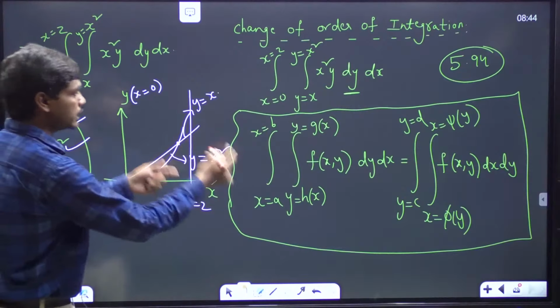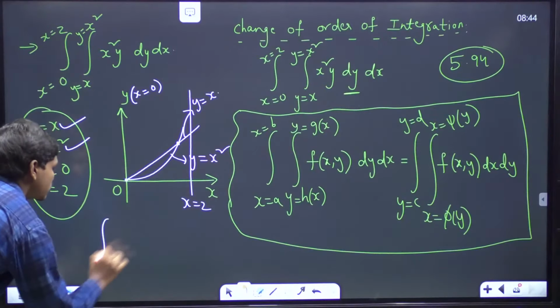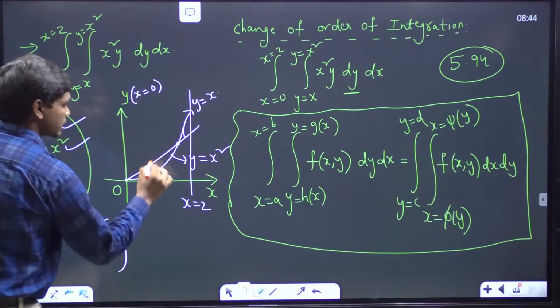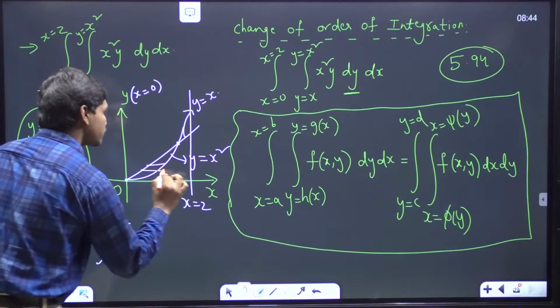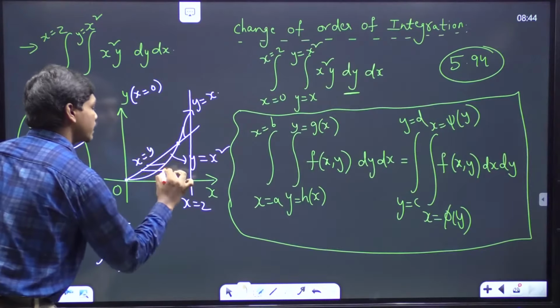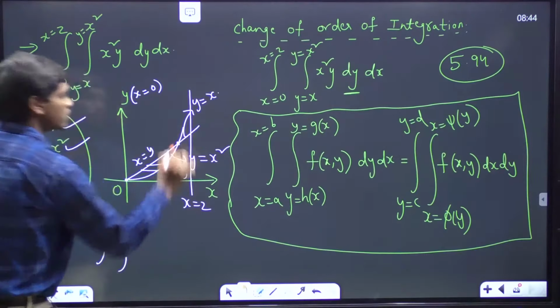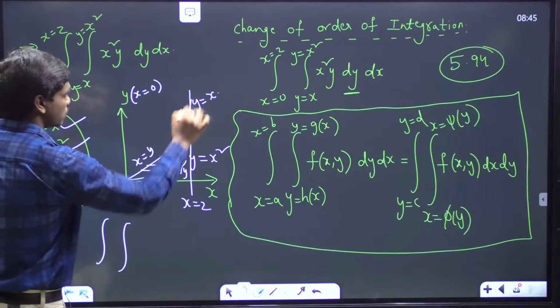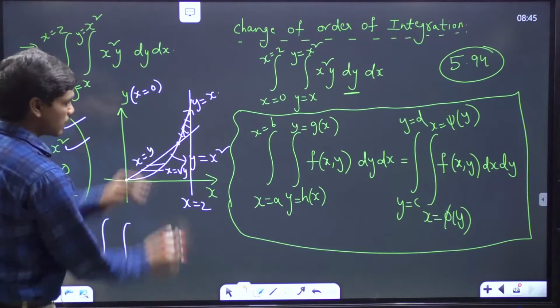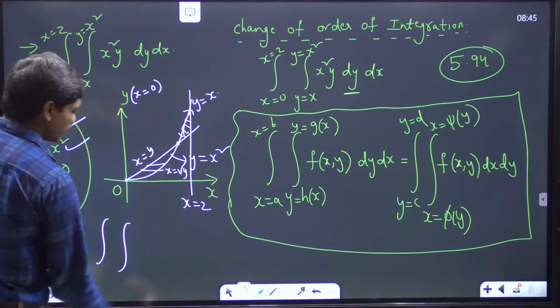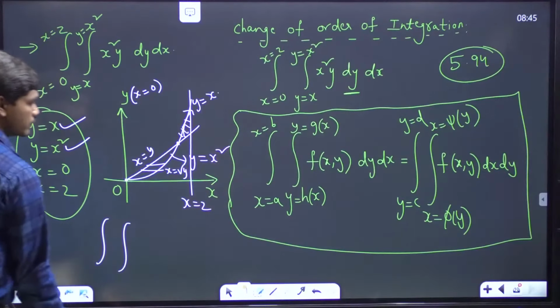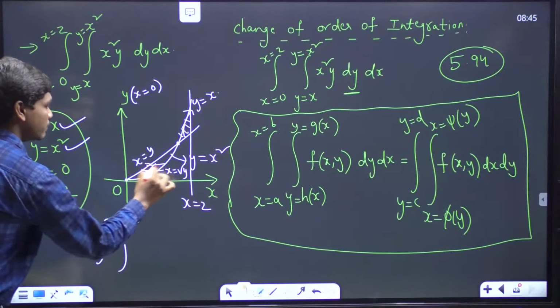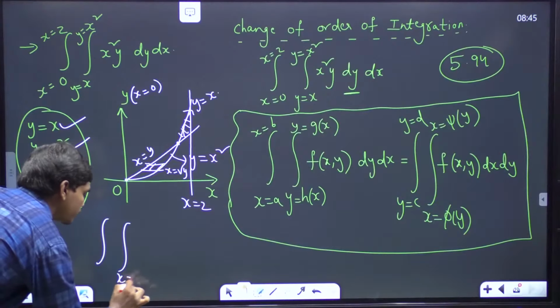So basically, if you want to change the limits, you will be changing it considering dx. This time you should consider a horizontal strip. So x is equal to y and x is equal to root y. So basically, if you see, this region should also include these particular parts. I am considering only this first case as of now to show you just the change of order of integration. This x is changing from y to root y.